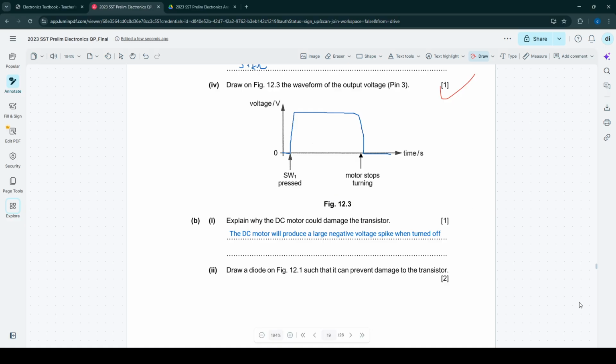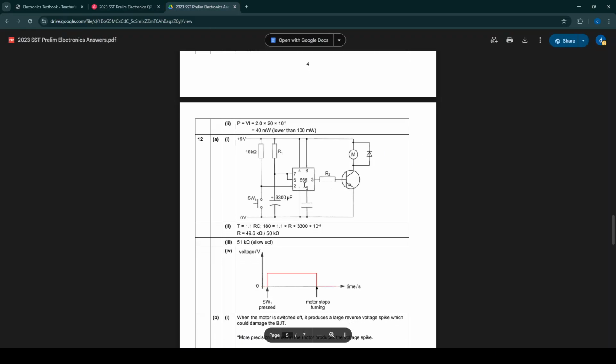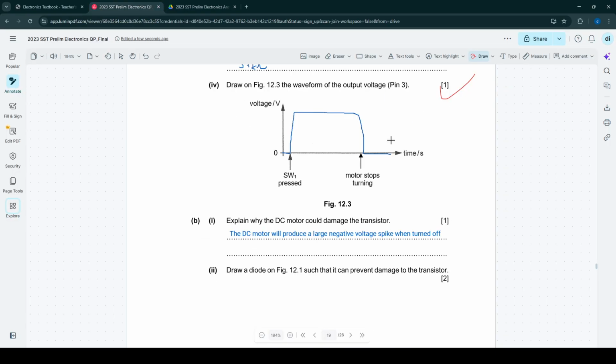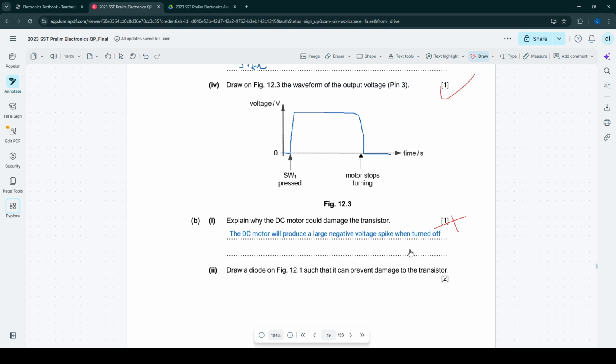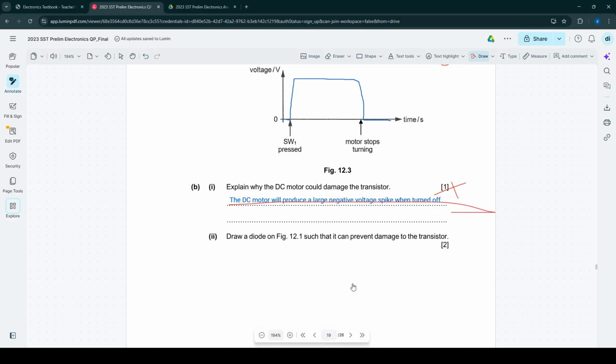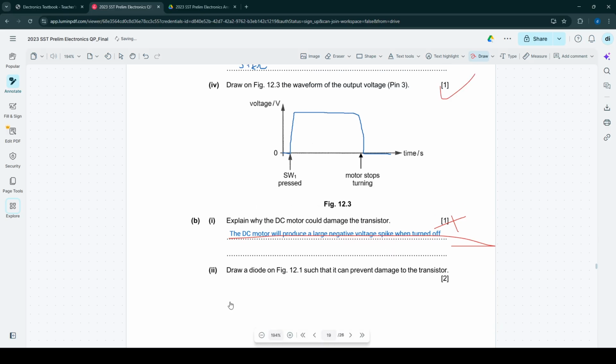This DC motor will produce a large negative voltage spike when turned off. So what? Which could damage the, yeah, I know. You have to state, so what? So what if you get punched in the ribs? No one cares. Oh, when you get punched in the ribs, you get hurt. You have to state that you will get hurt. You can't just say that getting punched in the ribs is bad. You have to show with proof, or you have to state what will happen. You have to state the impact, basically.